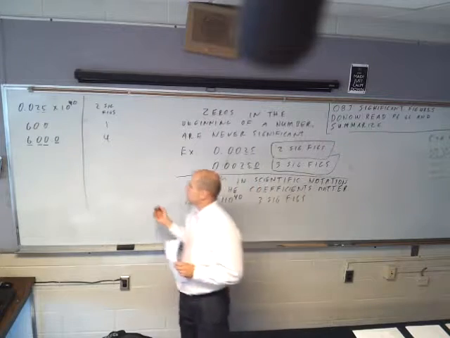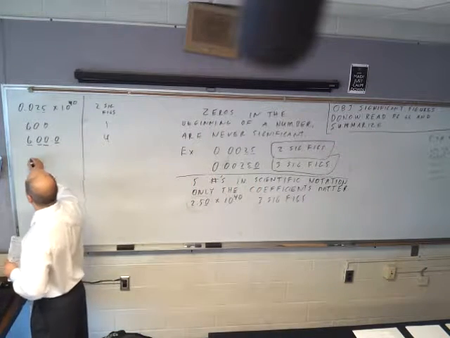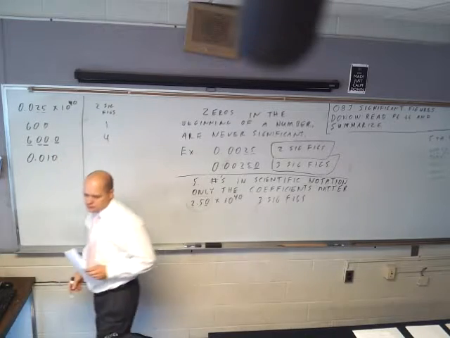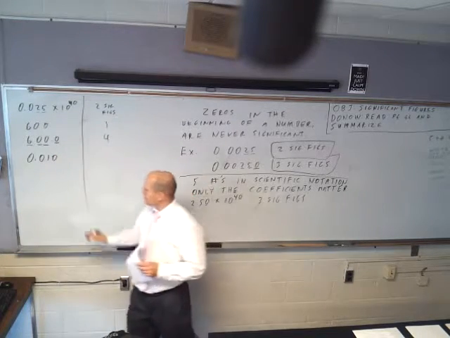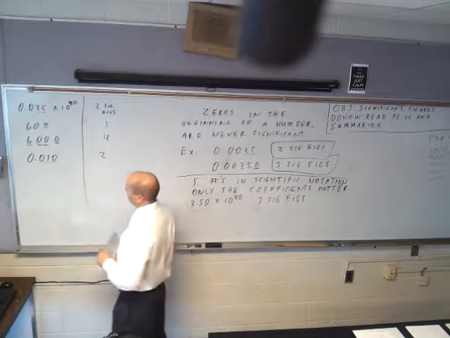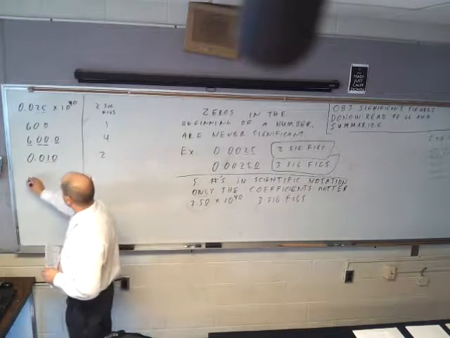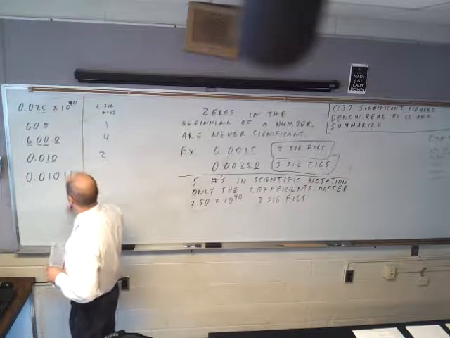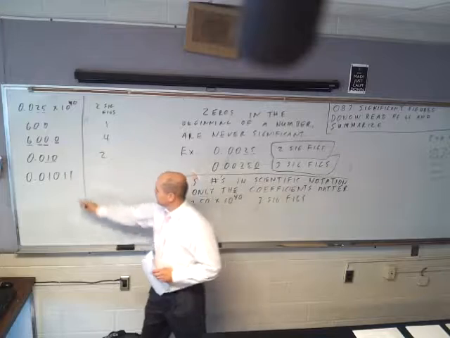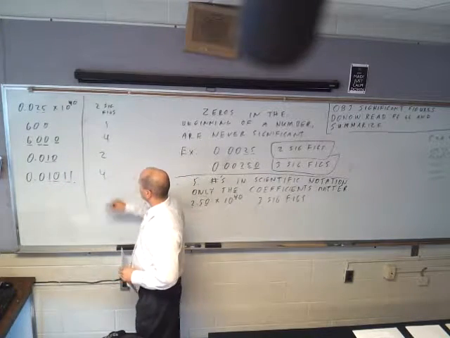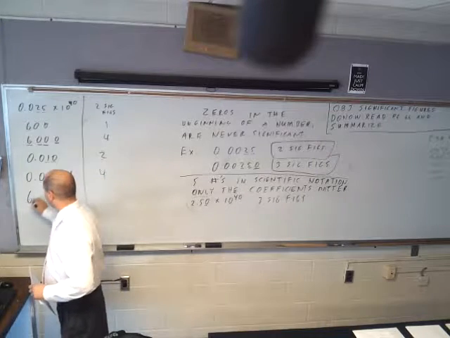All right, what if we have 0.010? It's just 2, right? It's the 1, and then anything to the right of the 1. All right, what about 0.01011? 4, right? All the non-zeros, and then of course this one. That's 4. All right, what about 6,040?